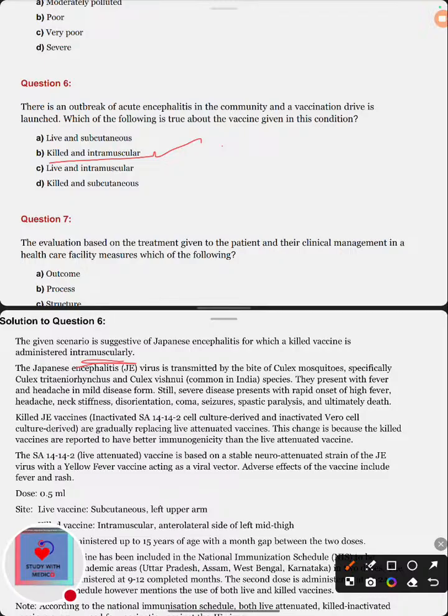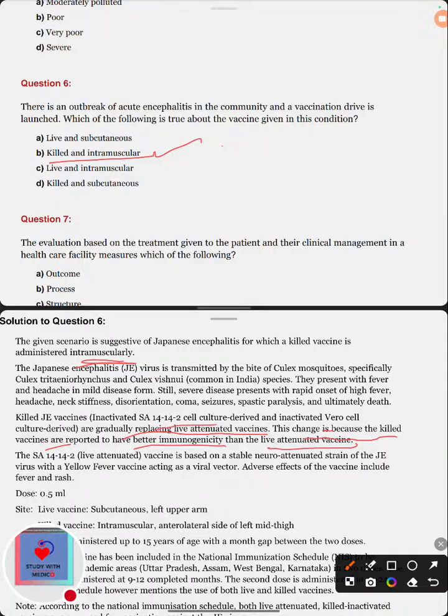Okay, they present with fever and headache in the mild form. Severe disease presents with rapid onset of high fever, headache, neck stiffness, disorientation, coma, seizure. They can have ischemic paralysis and ultimately death can occur. Killed JE vaccines are gradually replacing live attenuated vaccines. This change is because killed vaccines are reported to have better immunogenicity than live attenuated vaccines.